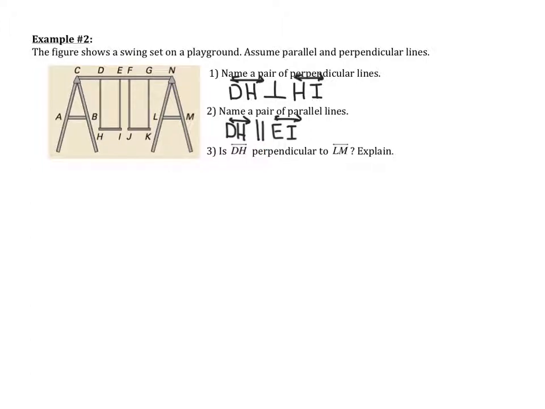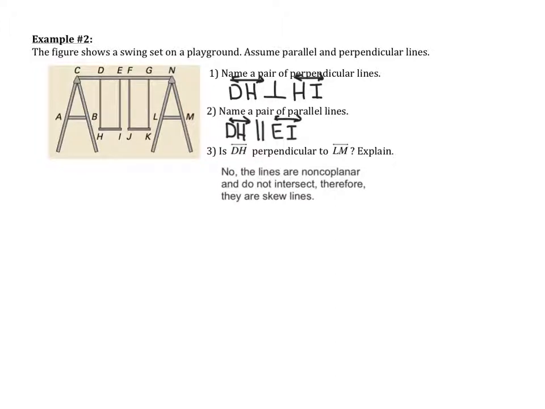Number 3, is line DH perpendicular to line LM? So let's look at DH. DH is right here and LM is right here. If I actually think about how a swing set is constructed, this line right here would be going in a different direction than this line down here, and therefore they would never intersect because the front of the swing set would have to be here and this would be behind it. So this is kind of going sideways and this one's just going straight up and down. So therefore, these two lines would never intersect, but they are not on the same plane. So we would call that not perpendicular, we would call those skew.